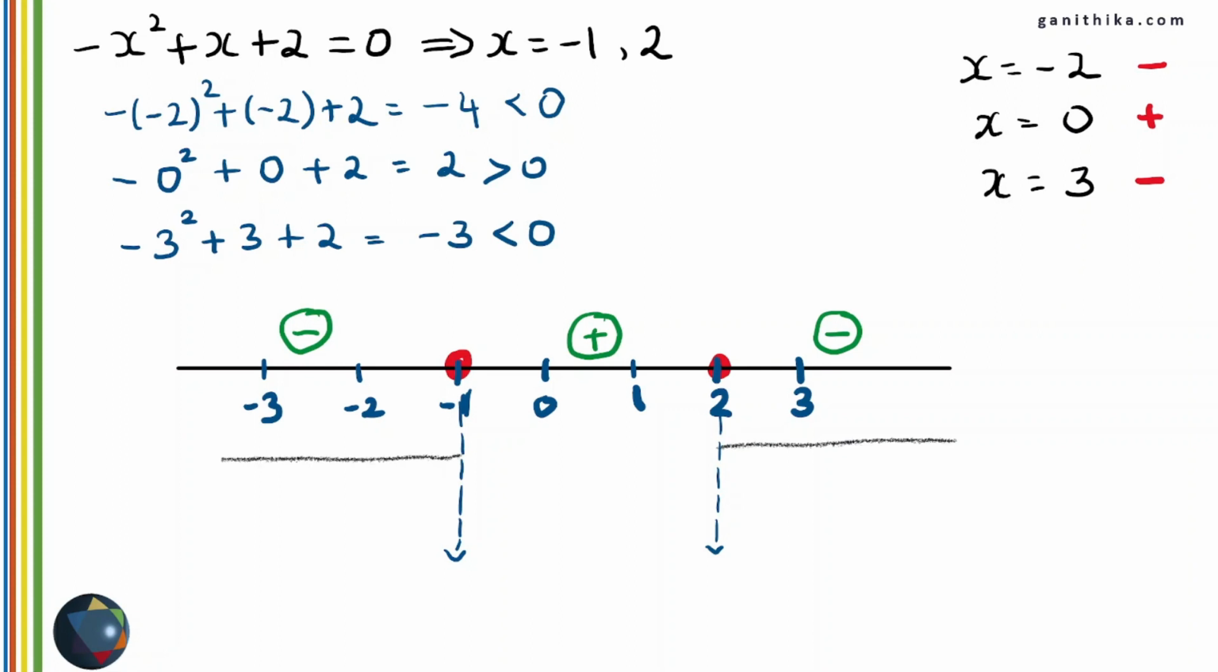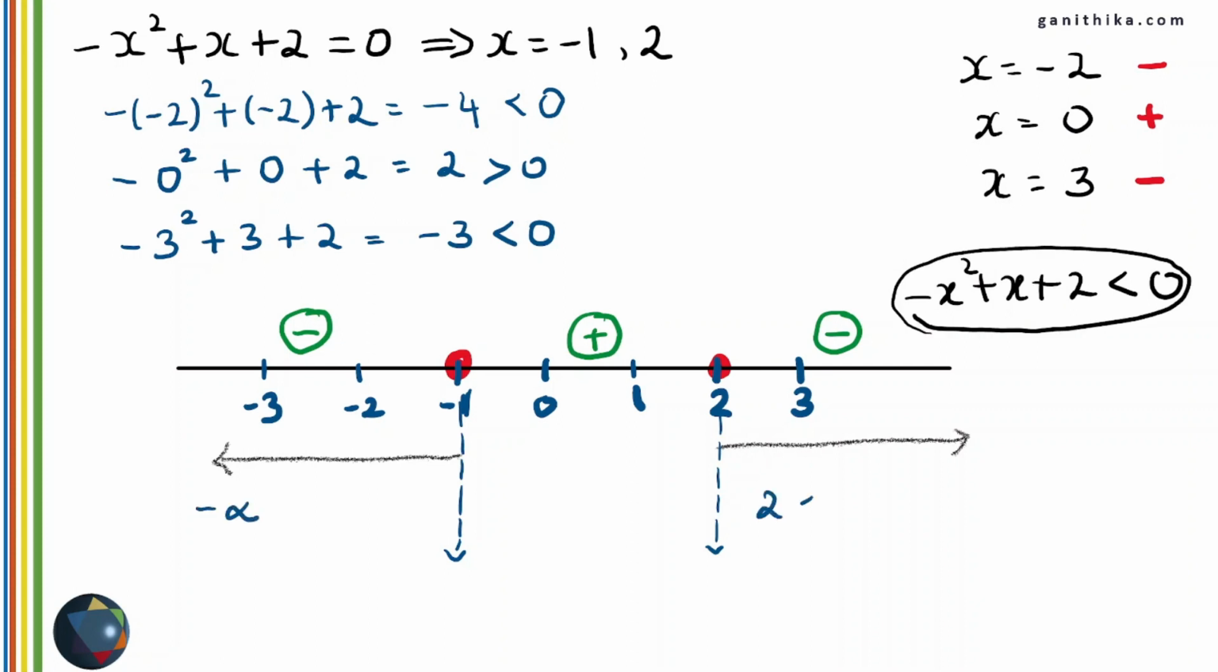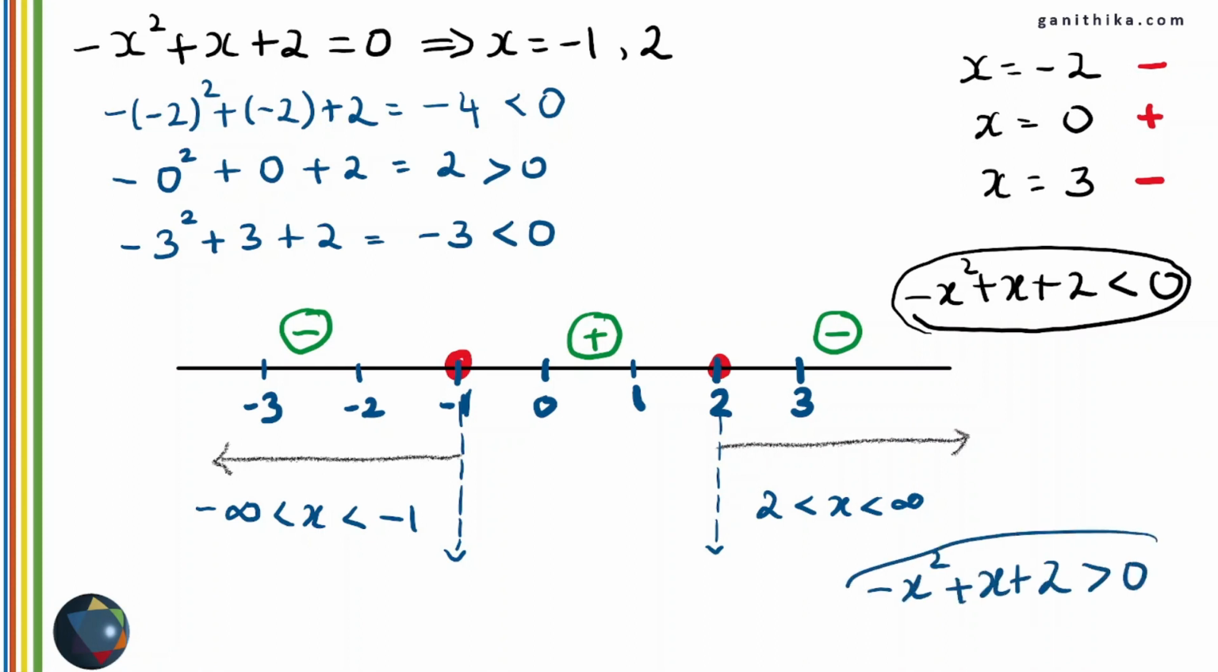So in this range, the inequality is less than 0 and the solution is minus infinity to minus 1 and 2 to infinity. Whereas in between, the solution is for minus x square plus x plus 2 greater than 0, and the solution is negative 1 to 2. Depending upon the question, if the question has the equality sign, you will use the equality sign in the solution set as well. So let's generalize this.